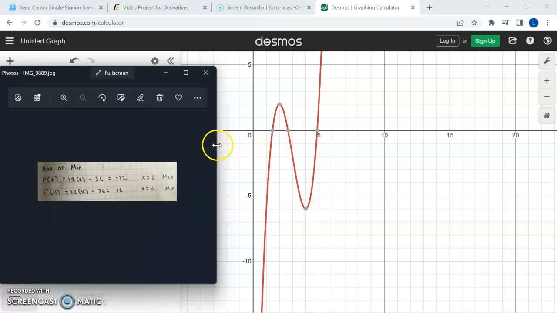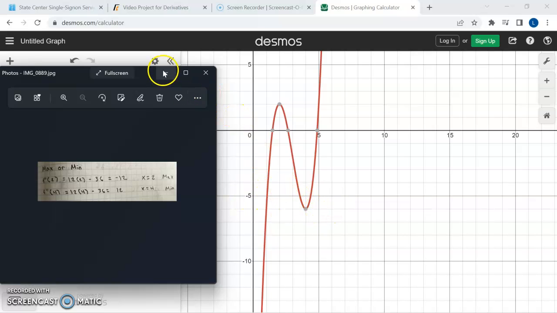So when I plugged in 2, I got negative 12. So that would be the max. And when I plugged in 4, I got 12. So that would be the minimum. And the tangent line at these points also needs to be horizontal for these to be the max and mins. And as I said earlier, the tangent line at x is equal to 2 and x is equal to 4 is horizontal.